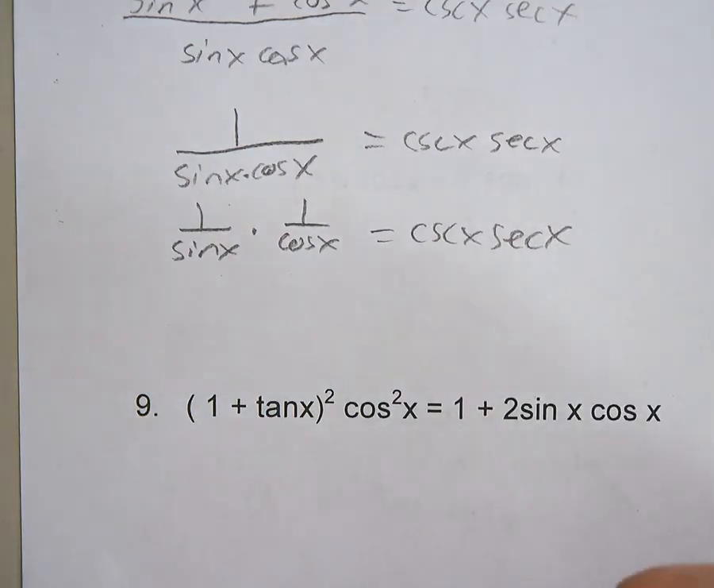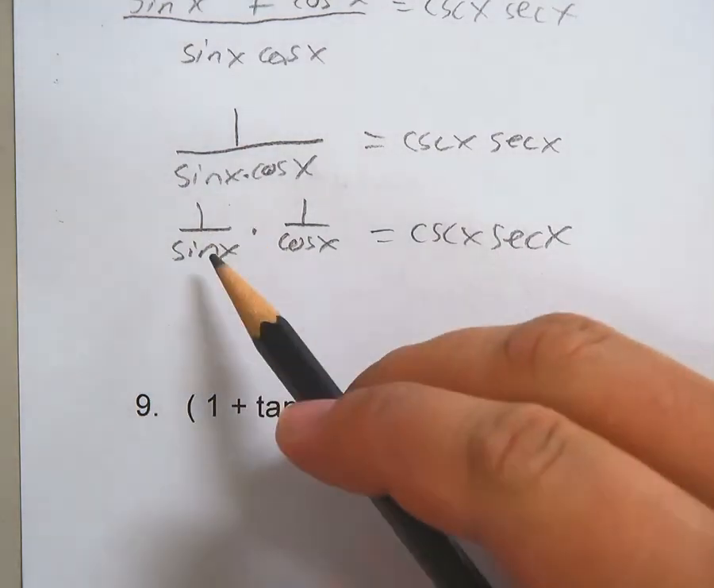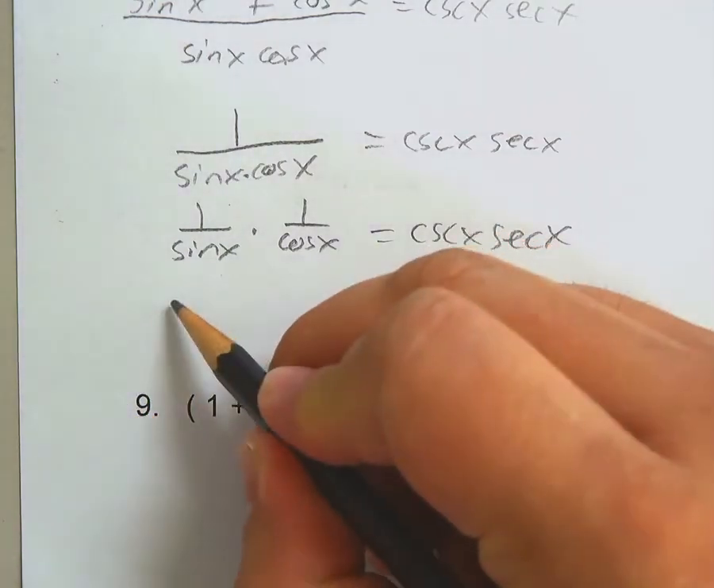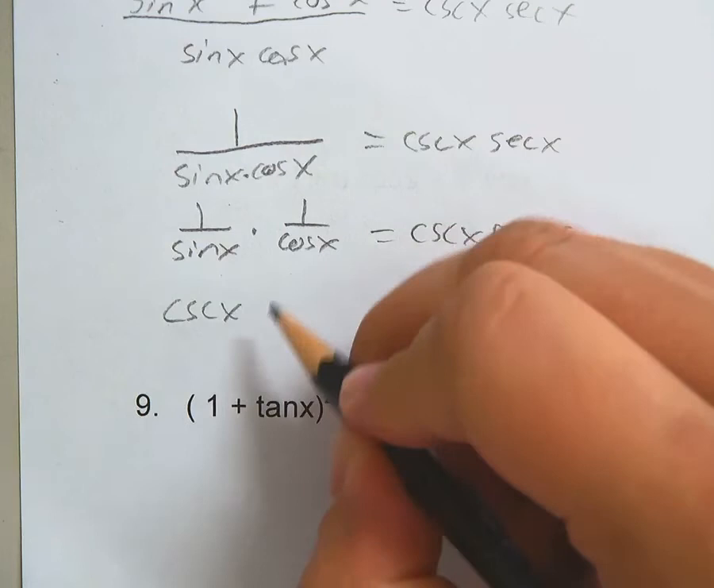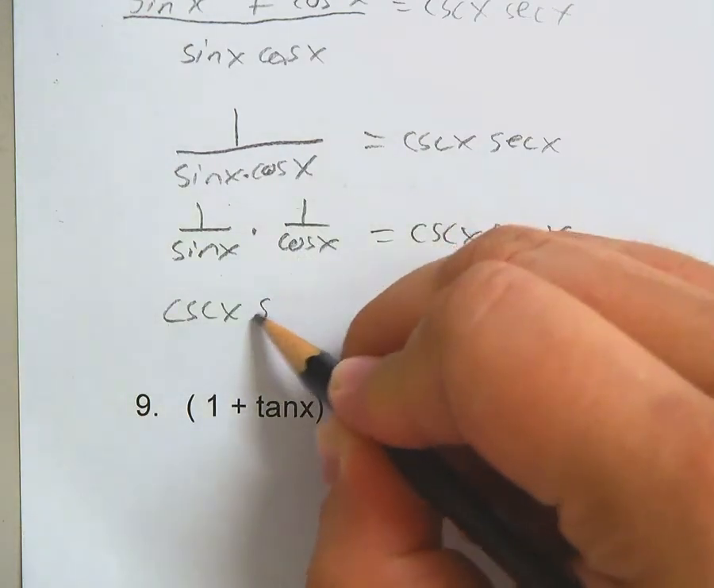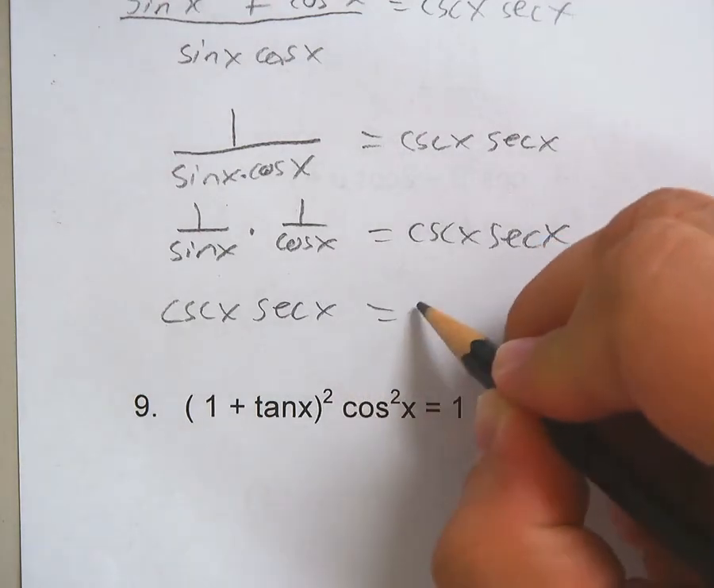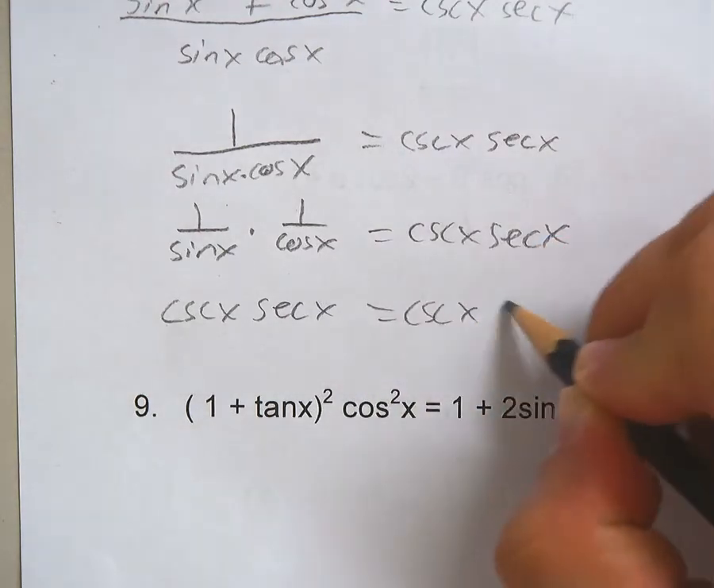Okay? Okay. 1 over sine x. Well, go back to your basic 8 and that's cosecant x. 1 over cosine x, go back to your basic 8 and that's secant x. Isn't that cosecant x, secant x?